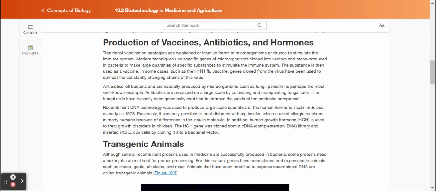In addition, human growth hormone, HGH, is used to treat growth disorders in children. The HGH gene was cloned from a cDNA, a complementary DNA, library, and inserted into E. coli cells by cloning it into a bacterial vector.